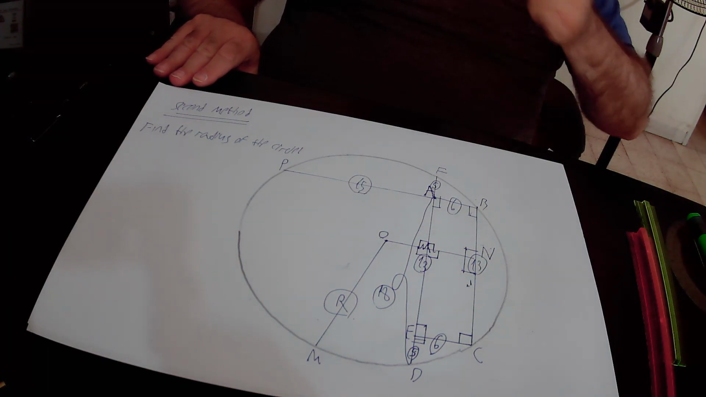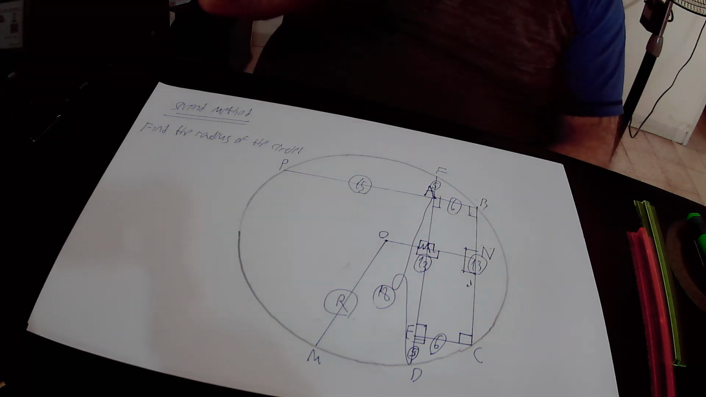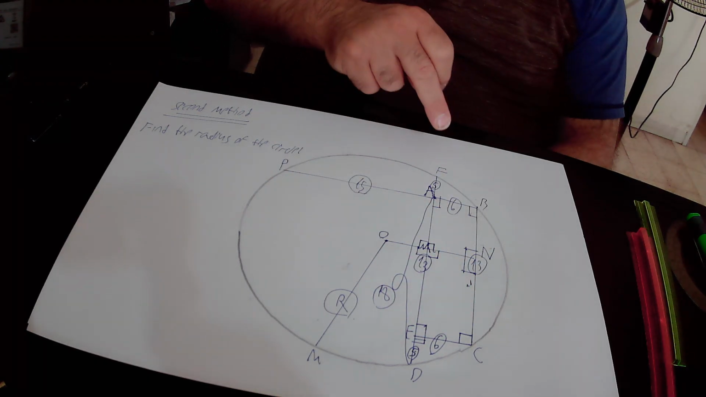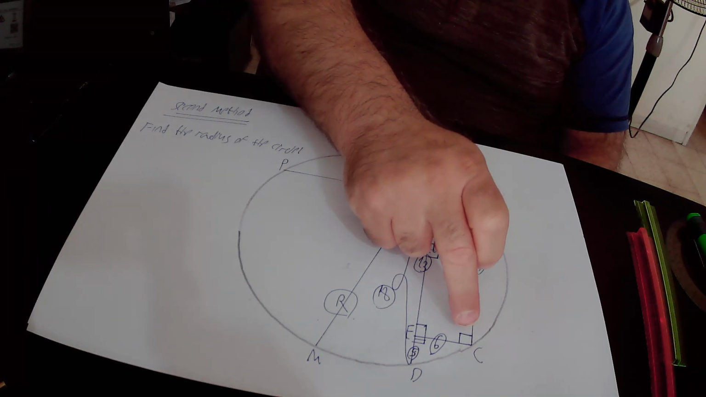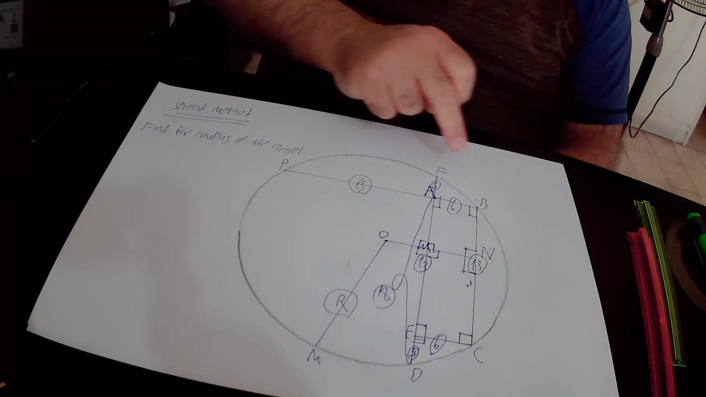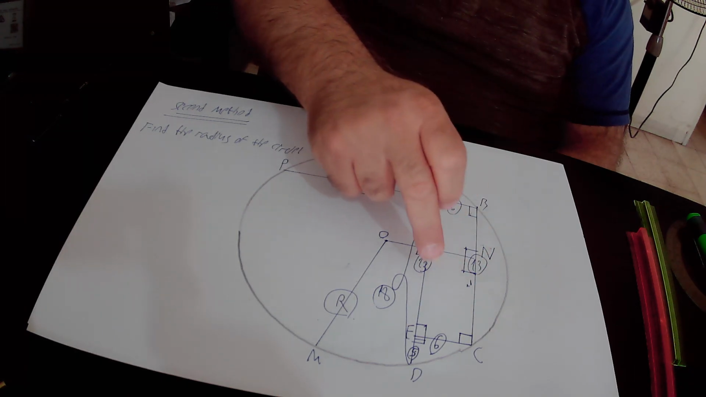By doing this construction, we created quadrangle ABEC. Inside quadrangle ABEC, we have 1, 2, 3 right angles. Therefore, the fourth angle must also be equal to 90 degrees. Therefore, quadrangle ABEC has 4 right angles, and therefore quadrangle ABEC is a rectangle.